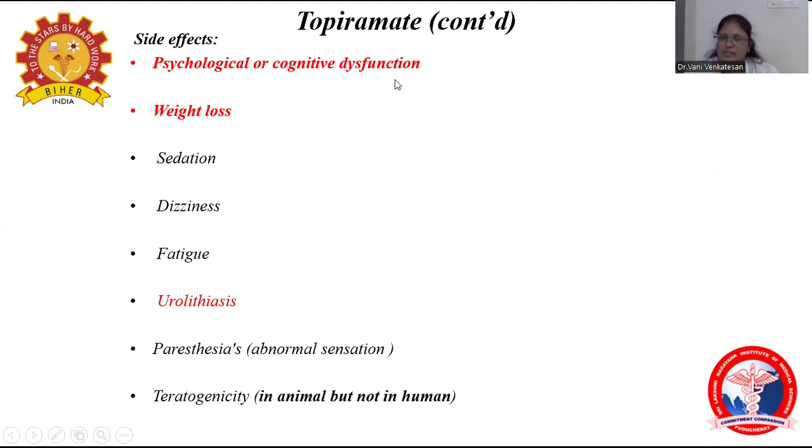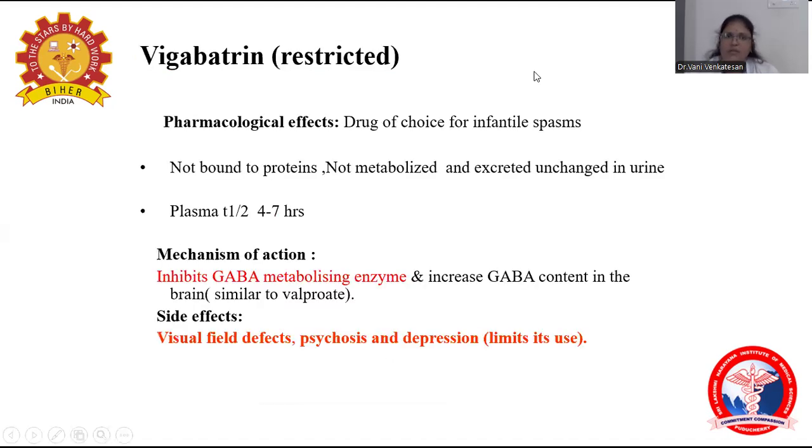Coming to the side effects, it can cause weight loss and sedation. This weight loss can be used as an additional advantage in obese patients with seizures. Sedation is one major concern in topiramate, along with paresthesia and teratogenicity. Teratogenicity was noted in animals, not yet in humans, but to be on the safer side, topiramate is not preferred.